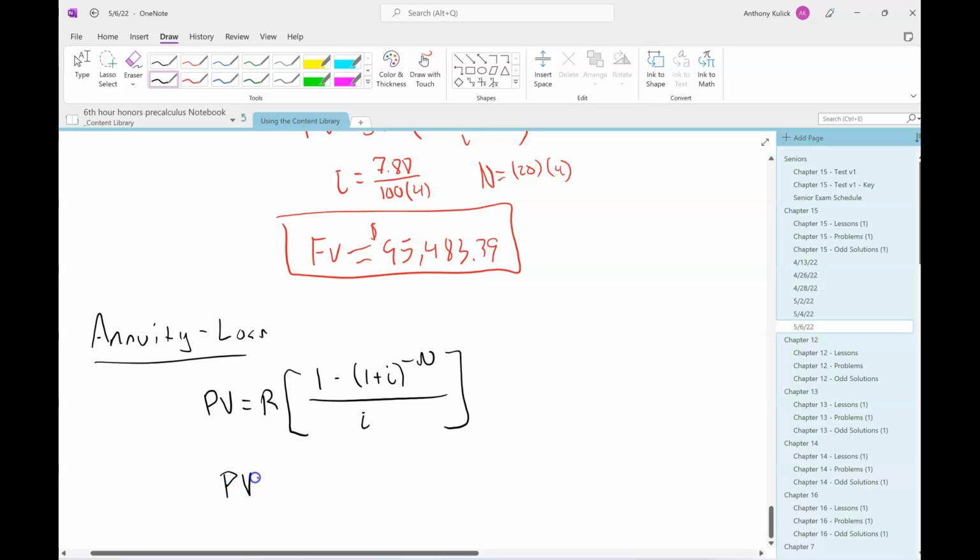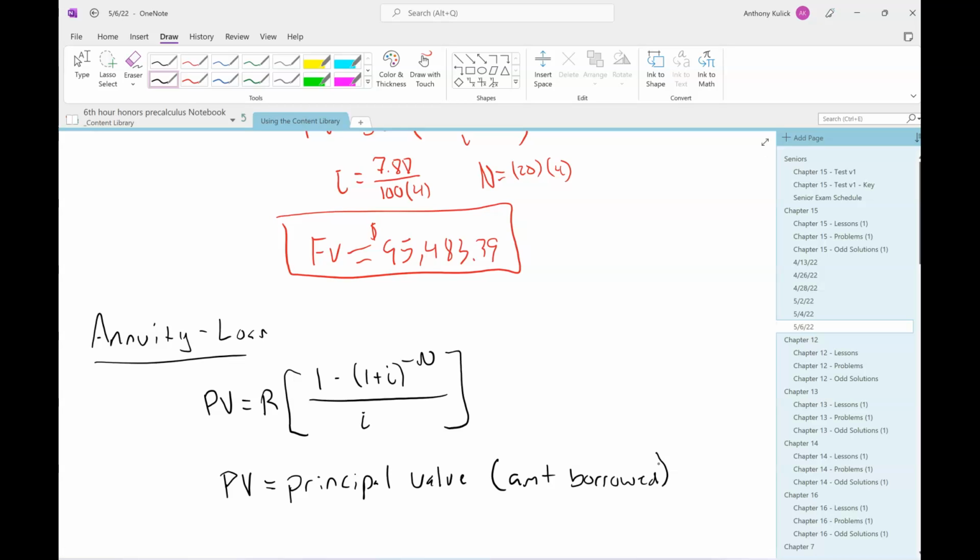And this PV, instead of thinking about it as present value, is really more like the principal value. That's the amount that you borrowed. In a way, you can think of it as a present value: at the very beginning, if I took out a loan for $10,000, well, I have $10,000. So it's kind of like the present value in that sense. But it's really the amount borrowed that you want to think of it as.